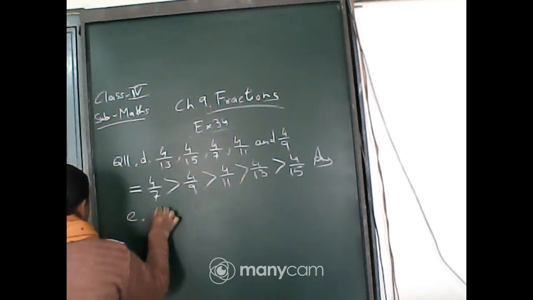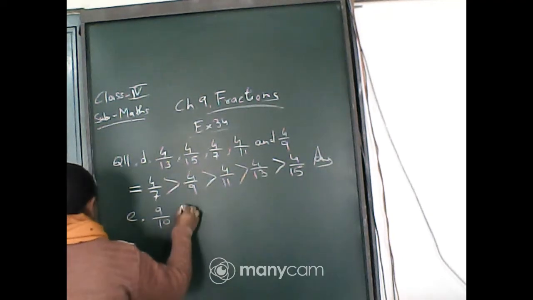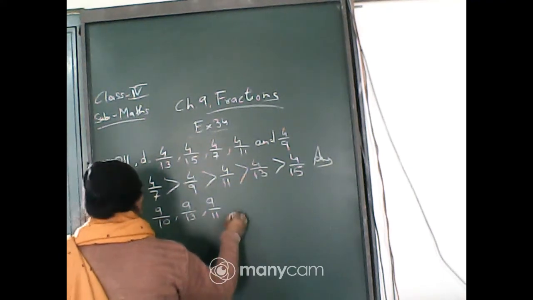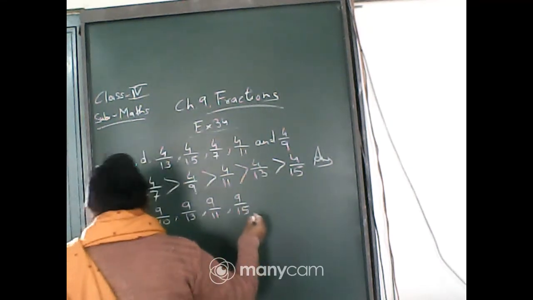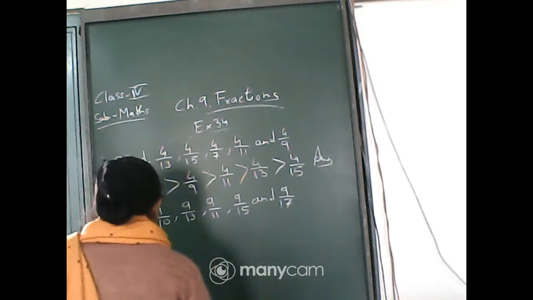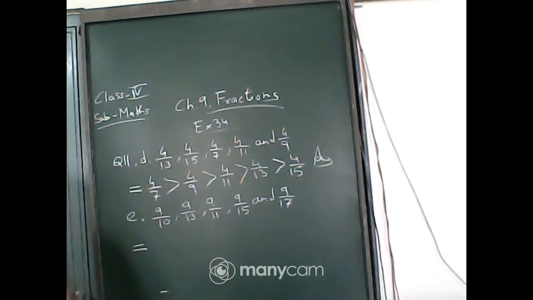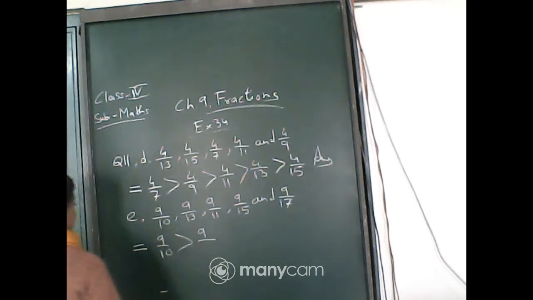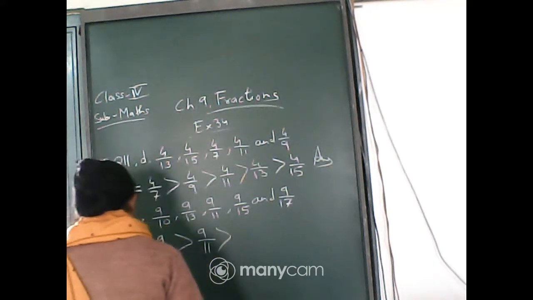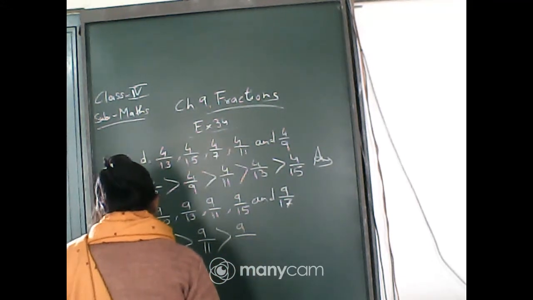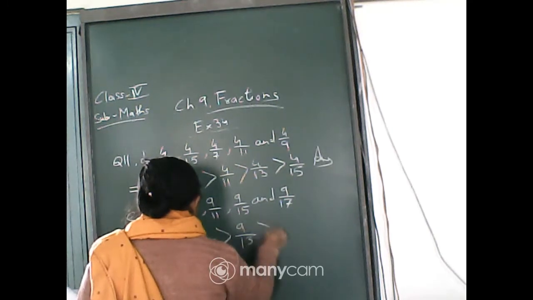Number E. 9 by 10, 9 by 13, 9 by 11, 9 by 15 and 9 by 17. So arrange it. The biggest fraction is 9 by 10, greater than 9 by 11, greater than 9 by 13.